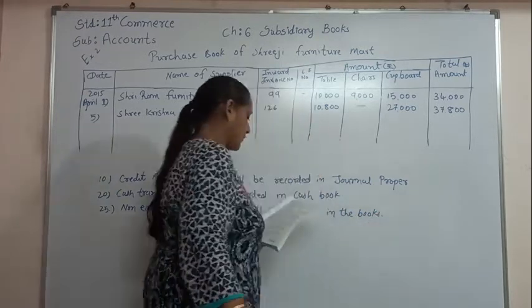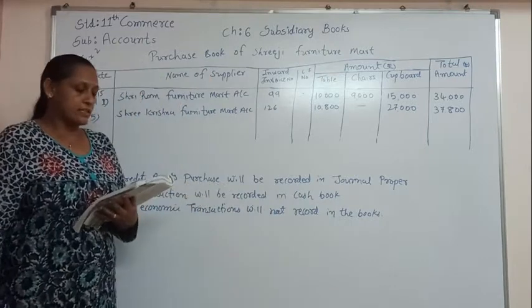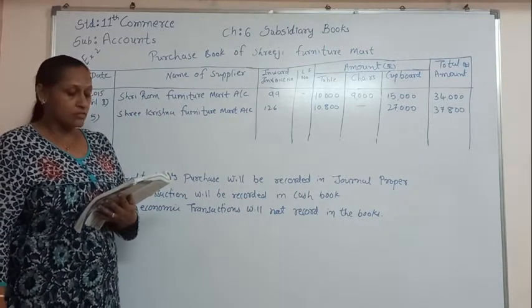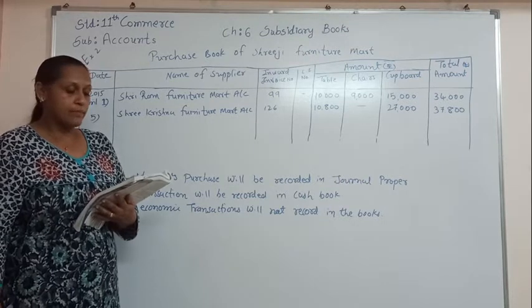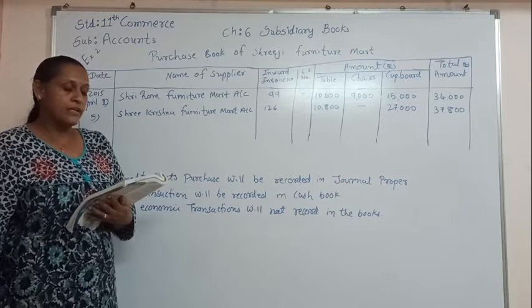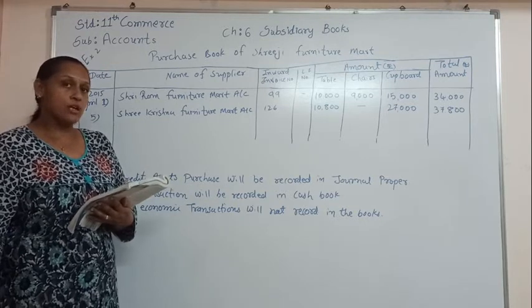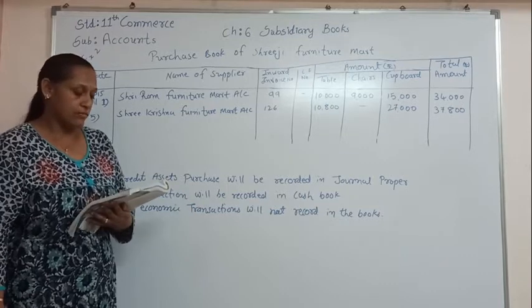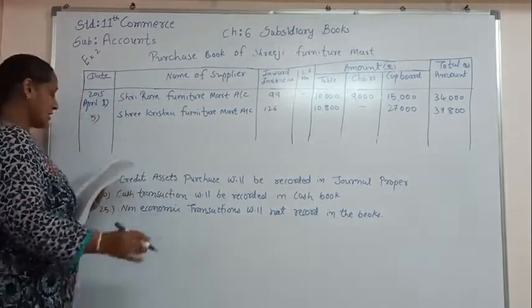So for that, now let's see the 30. Purchase from Mahesh Bhai: 5 pieces of table at 1,200 per piece, 20 pieces of chair at rupees 600 per piece, and 8 cupboards at rupees 2,500 per piece at 10% trade discount. Bill number 500. So here it is a credit transaction.